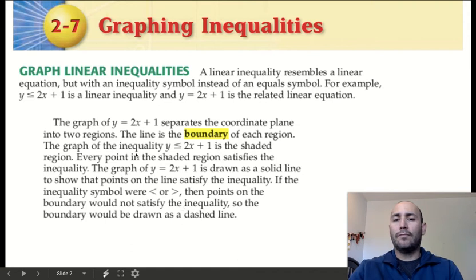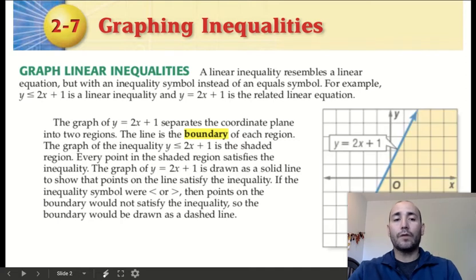So the graph of y equals 2x plus 1 separates the coordinate plane into two different regions. This line is known as a boundary for each region. The graph of the inequality, y is less than or equal to 2x plus 1, is the shaded region, right? And so basically every point in the shaded region of a graph satisfies the inequality, where if it's an equation, it's a solid line that shows you that those points are a solution.